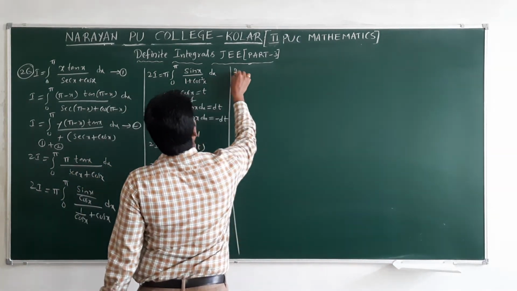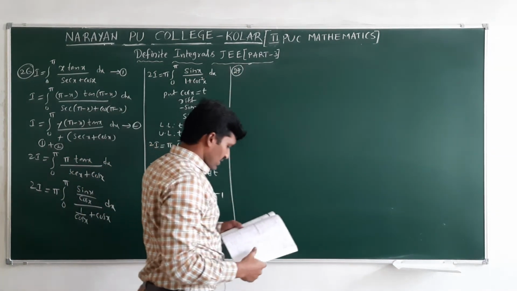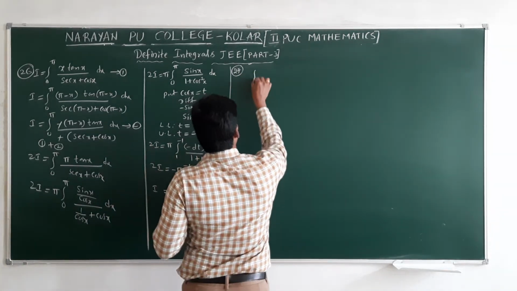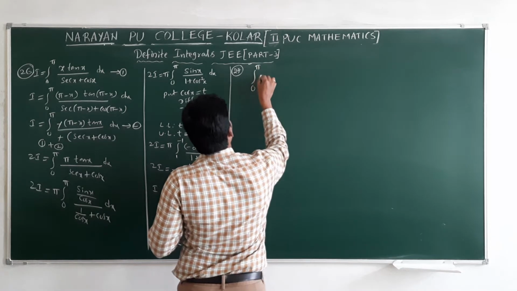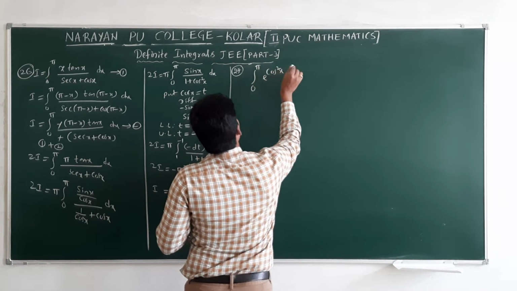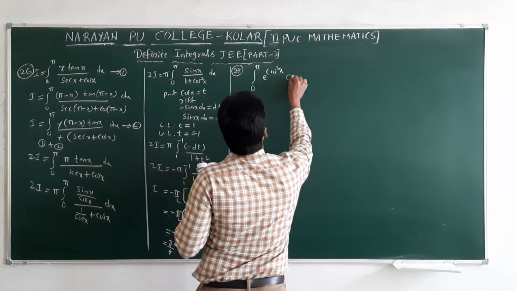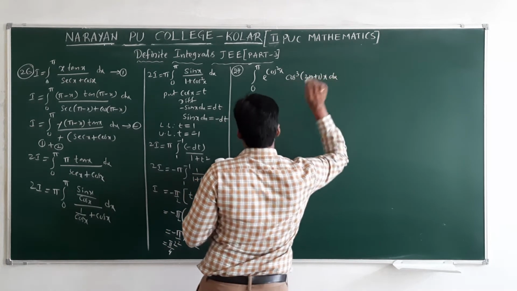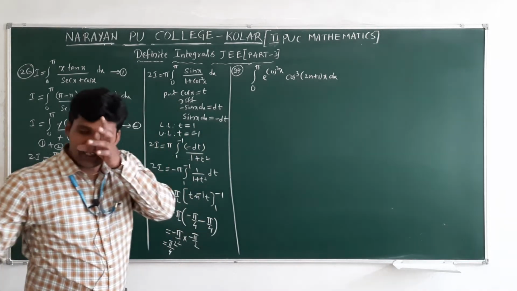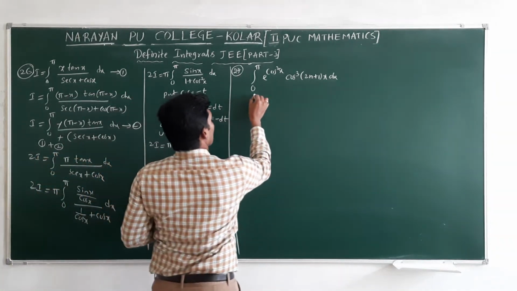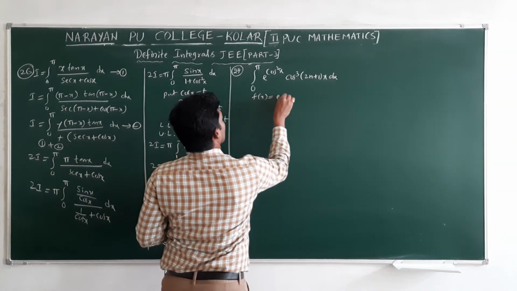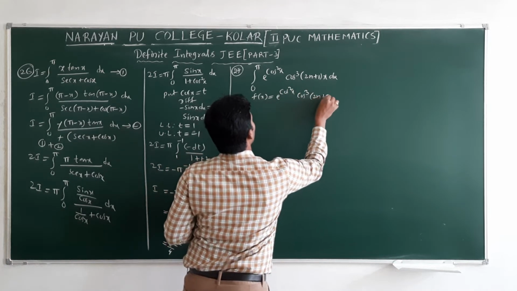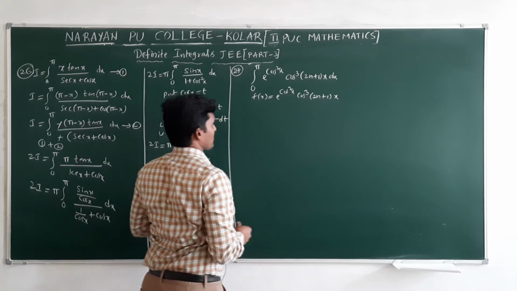Next, question number 27. For any integer n, integral 0 to pi of e power cos square x into cos cube of (2n plus 1)x dx. I will use the property here. Now what should I take as f of x? e power cos square x into cos cube of (2n plus 1)x.